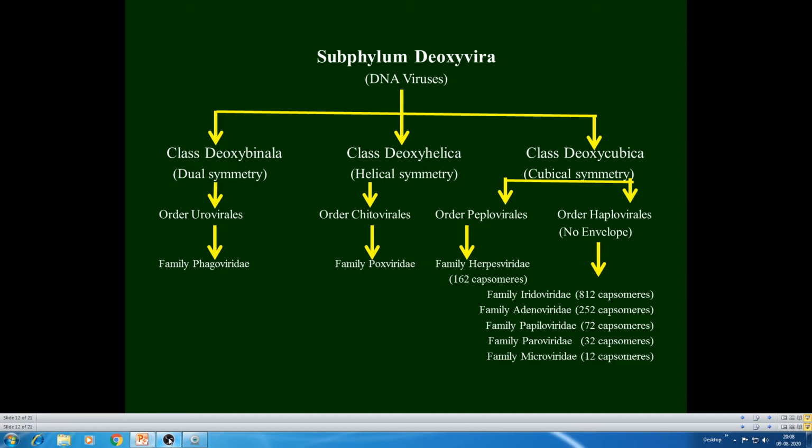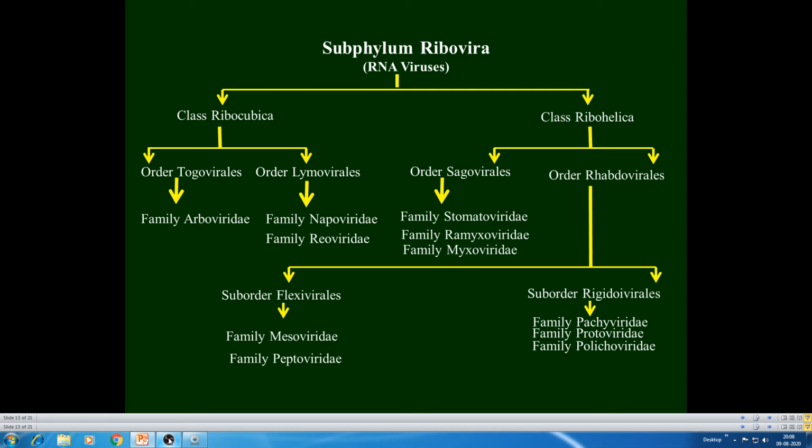That much about the Deoxyvira. Then coming to Ribovira. The subphylum Ribovira has two classes, class Ribocubica and class Ribohelica. Ribocubica has two orders, order Togovirales and order Limovirales. Togovirales has only one family, that is Arboviridae. But Limovirales has two families, family Napoviridae and family Rioviridae.